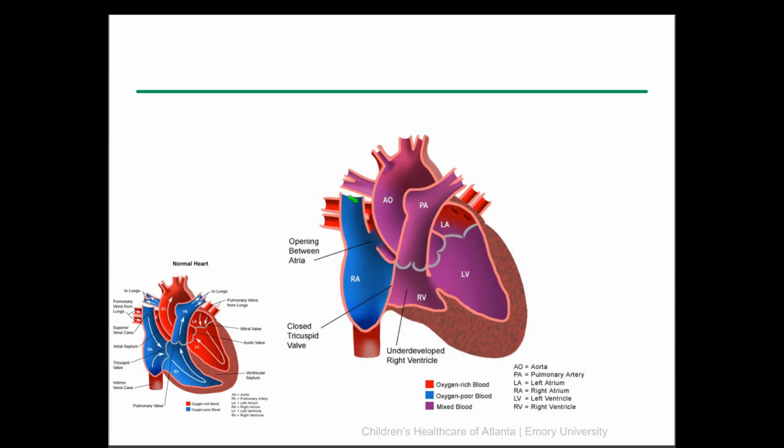All right, following the blood, we've got blood coming from the SVC, the IVC, the right atrium, goes across the tricuspid valve. No, there's no blood going across the tricuspid valve here. That is because this child has tricuspid atresia. So in tricuspid atresia, this tricuspid valve is pretty much sealed shut. There's no flow going across here. So where does the blood go?